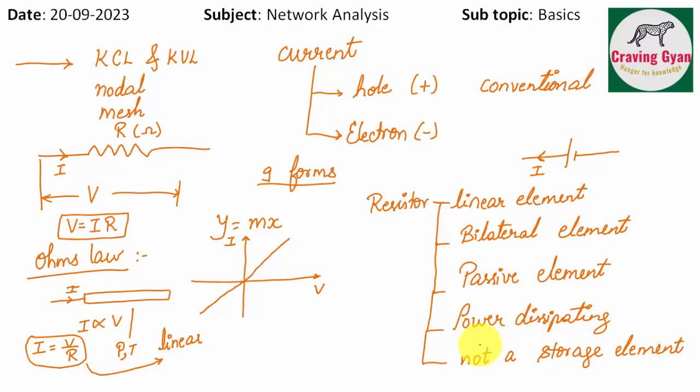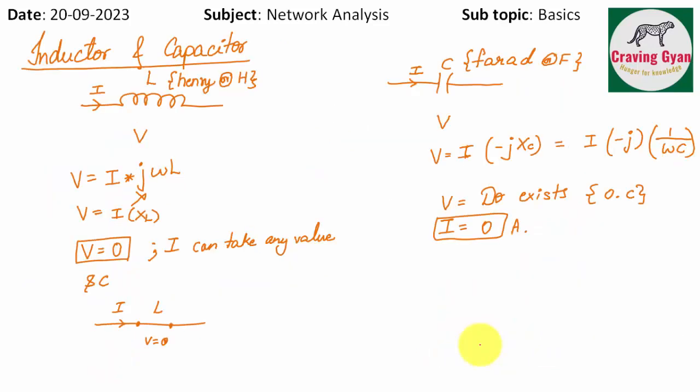Knowledge transfer should be there. Now let us do a quick revision. So we have talked about the behavior of a resistor, whether it is a linear element, bilateral element, passive element, power dissipating element or storage element, and we have talked about inductors and capacitor with respect to the DC excited.